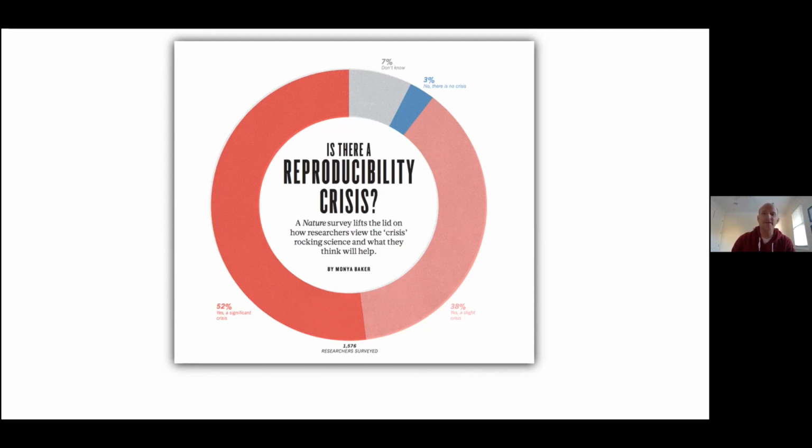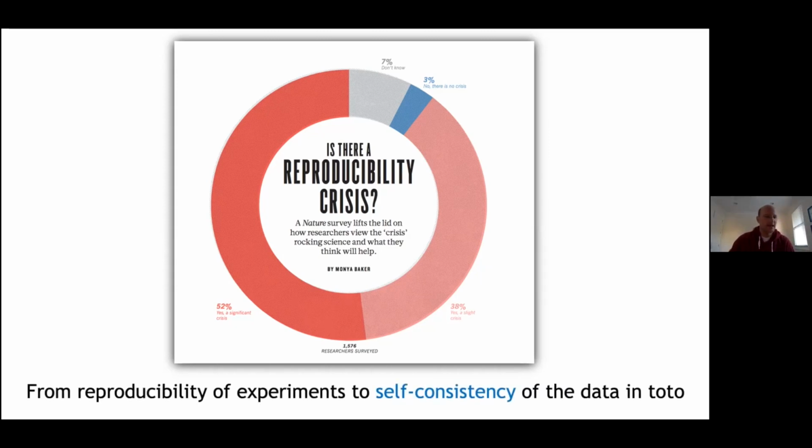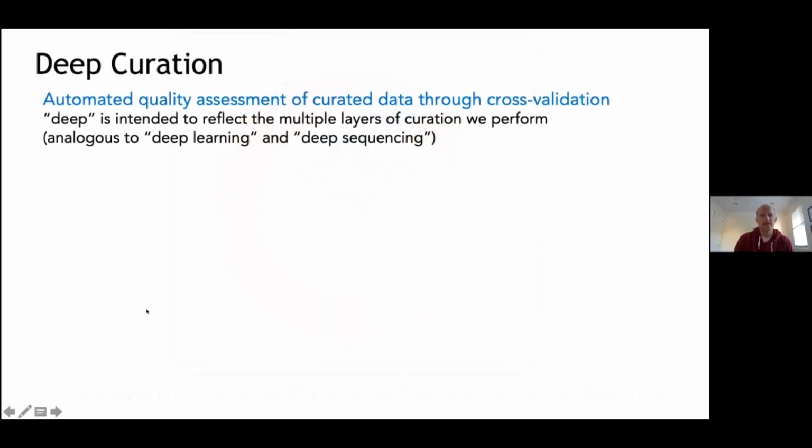We're trying to do something that's, I would say, a whole dimension beyond that, which is trying to say, if you have all of this data, does it give us a self-consistent picture of what we know about the E. coli cell? Do all of these things together add up to something comprehensible and consistent? And you can only do that with a large scale model such as this. We call the process deep curation. Deep in this case is intended to reflect multiple layers.